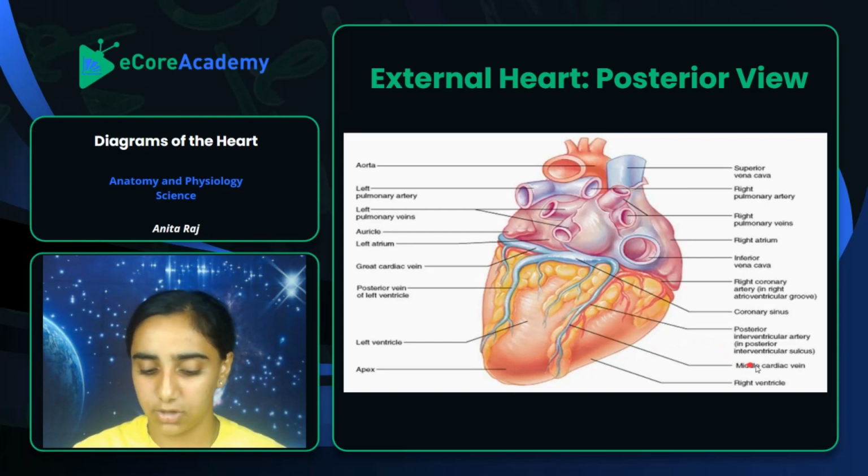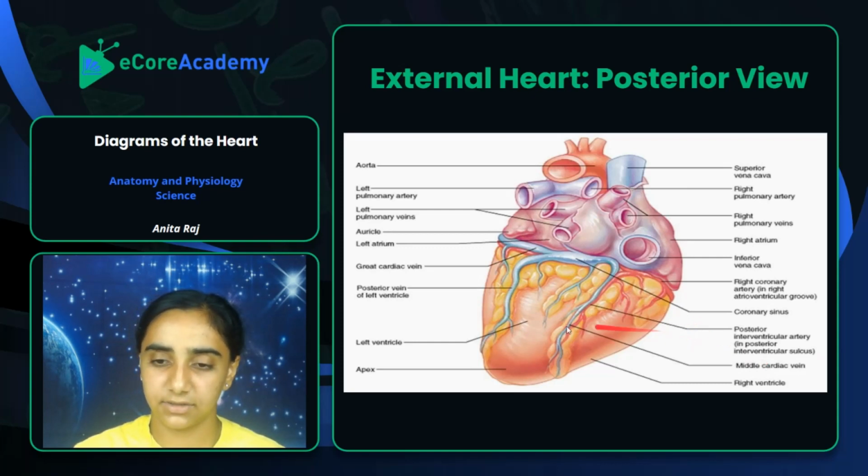Next, we have the middle cardiac vein. It is a vessel located on the posterior aspect of the heart, so the back of the heart. It arises at the cardiac apex, which is around here, and runs within the posterior interventricular groove. So interventricular groove means the groove between your ventricles. And it ends by draining into the right atrium via the coronary sinus.